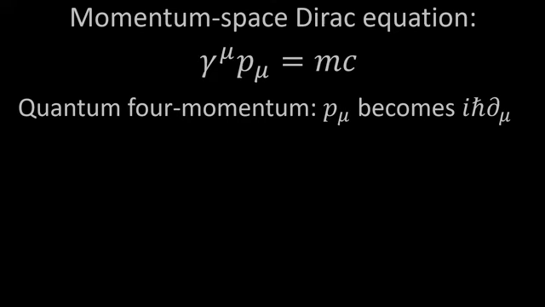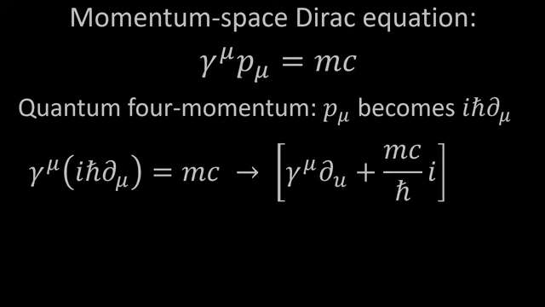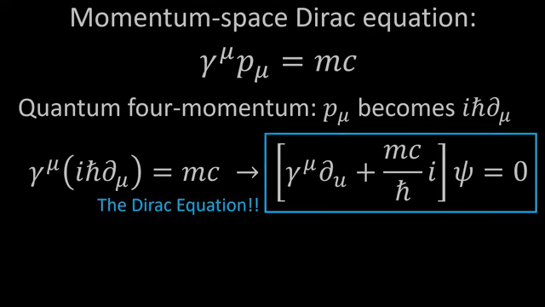Well, we plug that into our momentum space Dirac equation, and we can keep it concise for now. We can use the summation convention. We'll unpack it in a moment, but just to keep things nice and clean, we end up getting that gamma^μ times iħ times ∂_μ equals mc. So now let's divide by iħ, and move m over to the left side of that equation, and what we end up with is the Dirac equation.